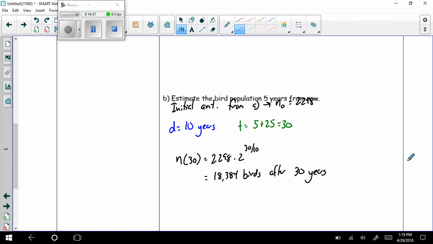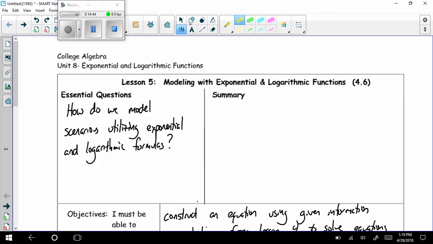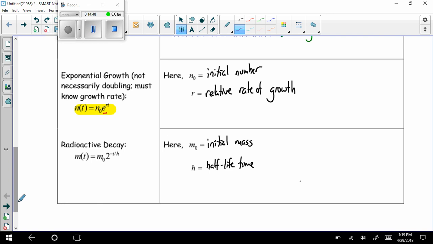Okay, so moving on past the doubling time because we need to see some different examples. This one is given a specific rate. And so your target word is relative growth rate of 1.2%. And what that does is it kicks you immediately into the formula listed second, n sub 0 times e to the rt. So we're looking at this different value.